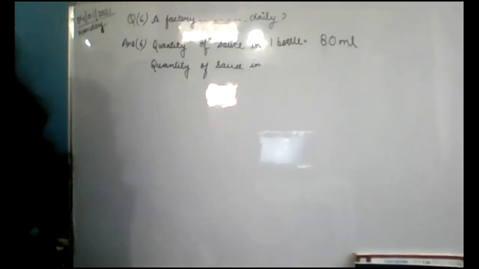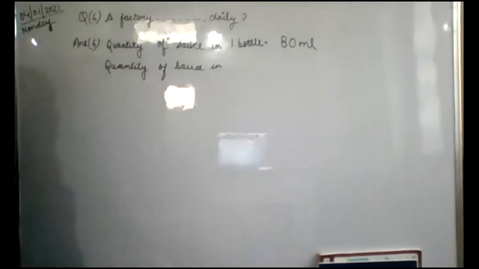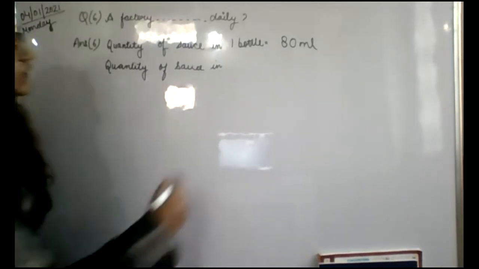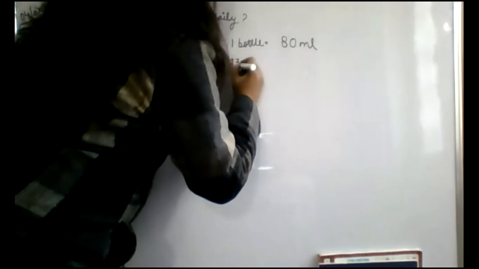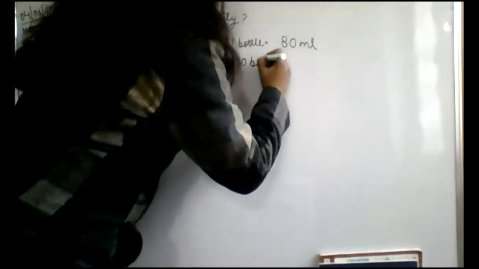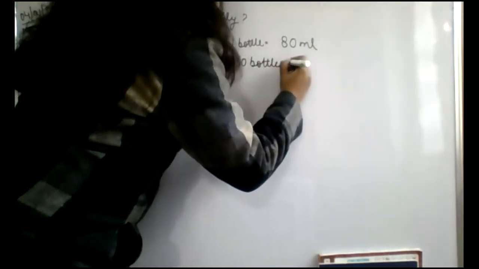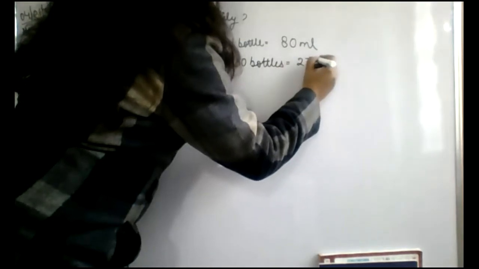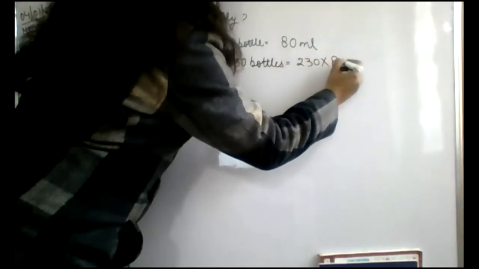I told you to write this. Quantity of sauce in 1 bottle. Quantity of sauce in how many? 230 bottles. It will be equal to 230 multiplied by 80 ml.